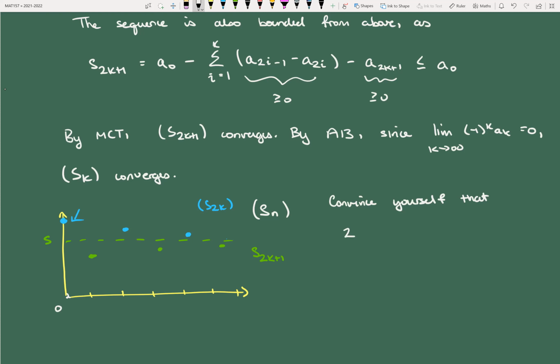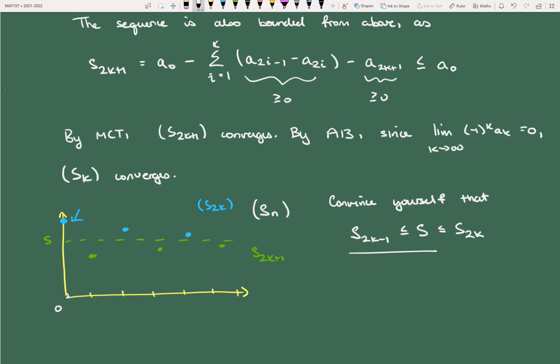That S_{2k-1} is less than or equal to S, which is less than or equal to S_{2k}, right? So the odd partial sums are always less than S and the even partial sums are always bigger. Again, we've proven this pretty much directly by using the monotone convergence theorem. We said the odd partial sums are non-decreasing and bounded from above. So they converge, and as part of the monotone convergence theorem, you prove that they converge to their suprema. So certainly S is bigger.